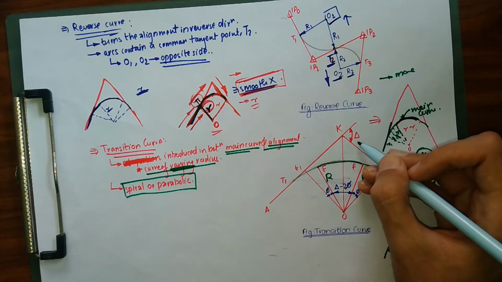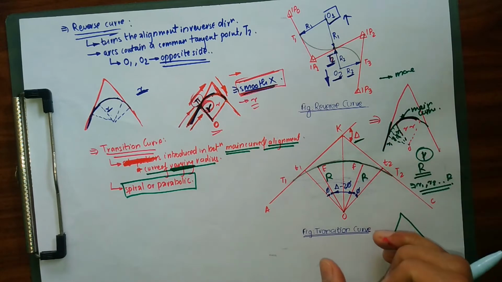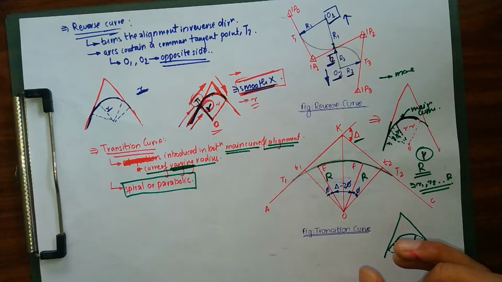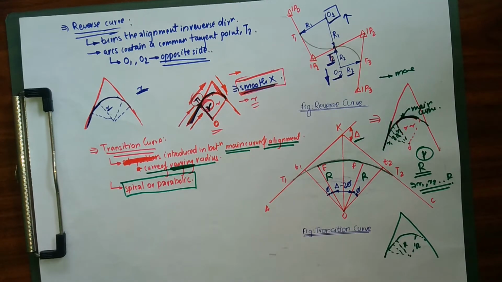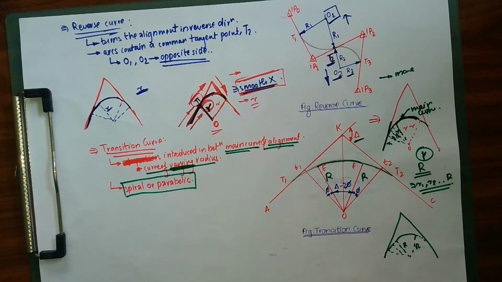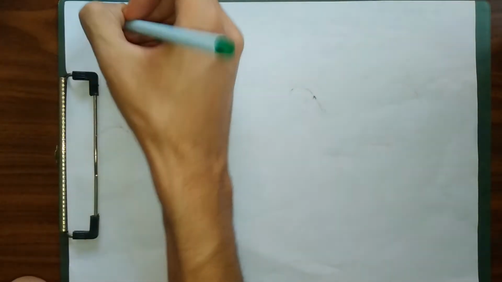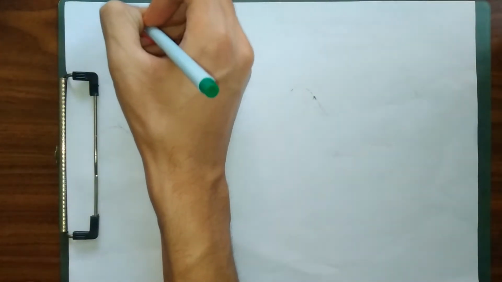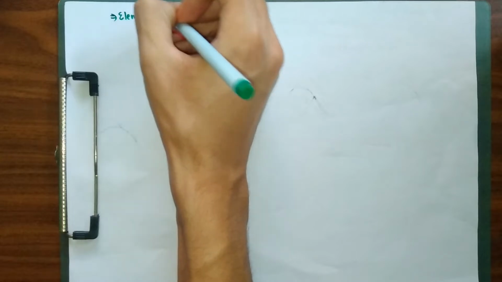We have our angle of deflection and many other angles which we will learn in elements of simple circular curve. So right now, after completing our transition curve, we'll talk about elements of simple circular curve. So now we'll be talking about elements of simple circular curve.